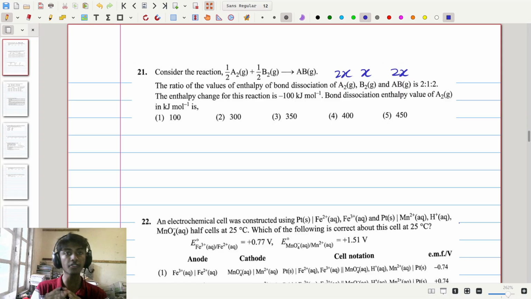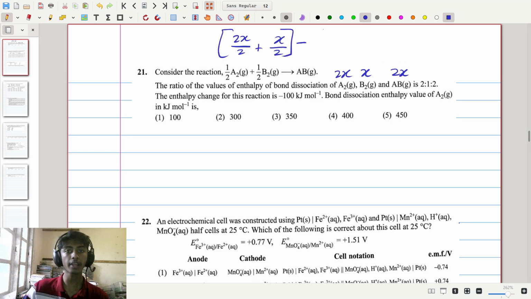Now from this, the next thing we're going to do is to apply the fact that for any reaction, the sum of all of the bond dissociation enthalpies of the reactants minus the sum of all bond dissociation enthalpies of the products is equal to the enthalpy change. Over here, for the reactants, we have 1/2 A2 and 1/2 B2, and therefore we'll have 2x times 1/2 or 2x/2 for A2, and x times half, which is x divided by 2, for B2. That is on the reactant side.